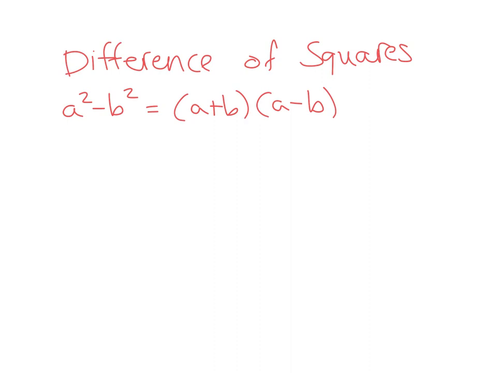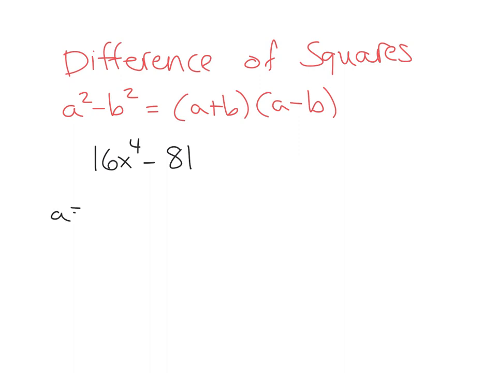Say you have something like 16x to the fourth minus 81. What you're looking for is basically an even power and the fact that you can take the square root. Normally when we were looking at the difference of cubes, we saw that they were cubes, that they were odd powers. But with the difference of squares, you're looking for even powers. So here we have an even power, and in order to do it, we take the square root to find the a and the b.